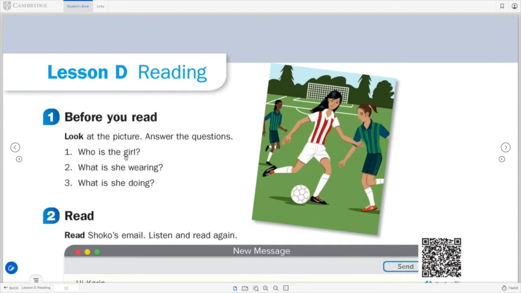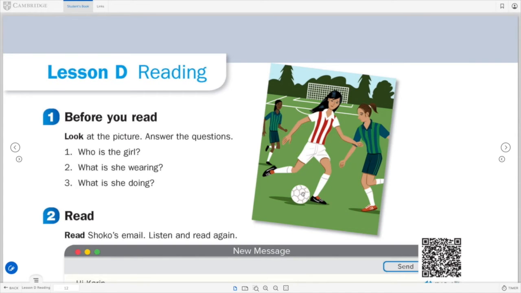Who is the girl? This is Shoko's email, and we might remember from an earlier exercise that Shoko's daughter's name is Victoria. So this is Victoria. What is she wearing in this photo right now? She is wearing a soccer uniform. This is her soccer uniform.